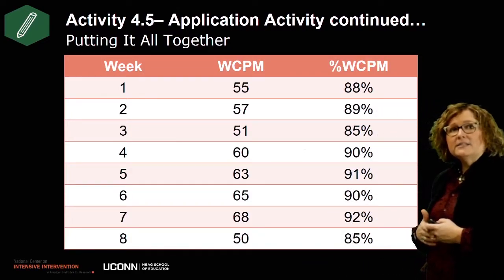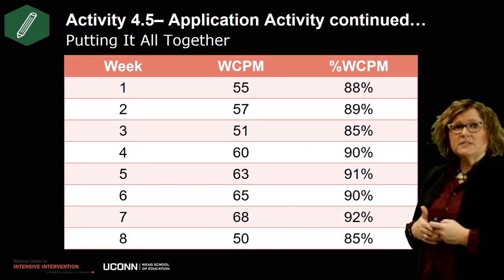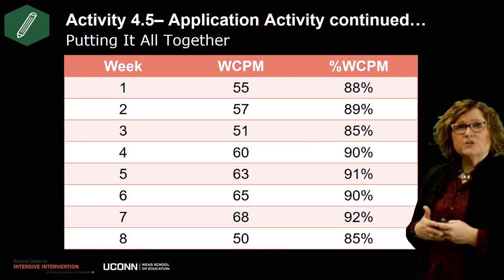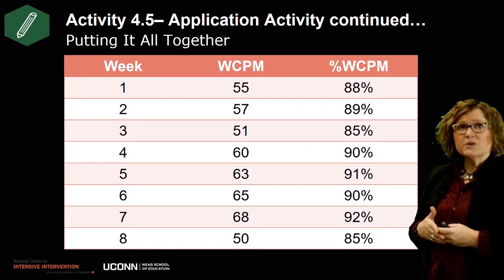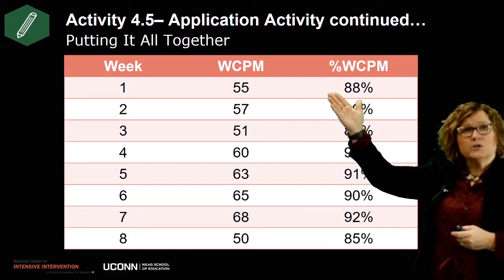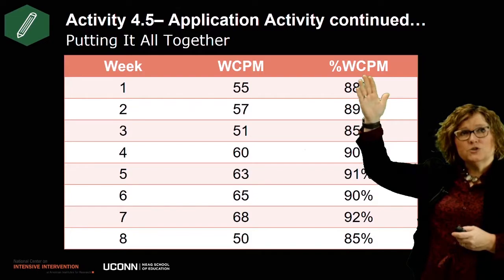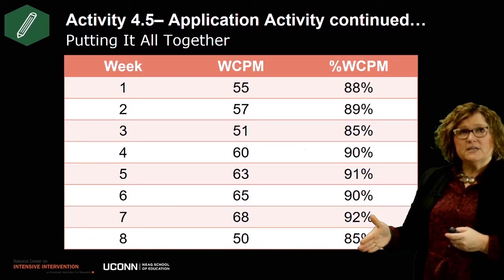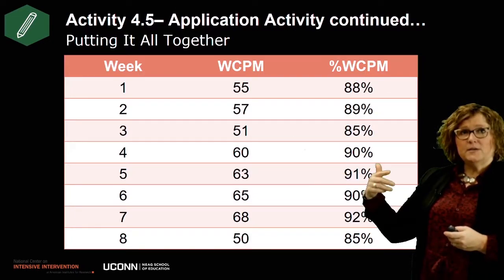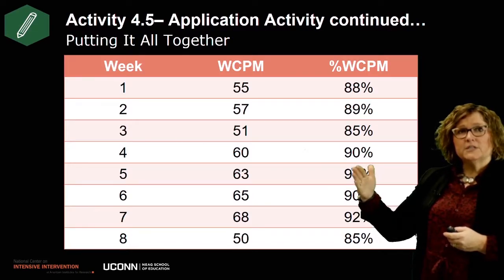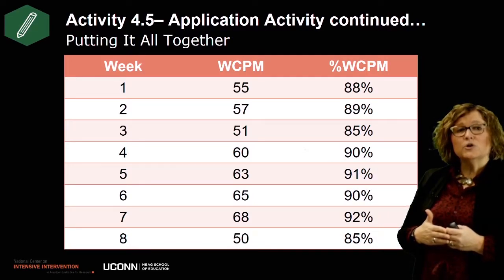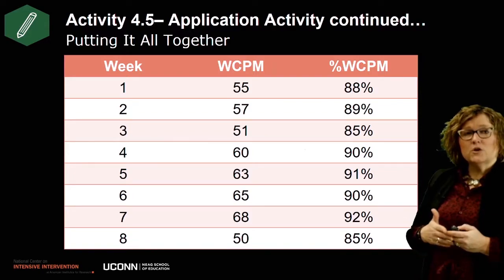So here's Celeste's data, okay, and this is the data that you're going to use to enter into your graph. You have her 8 weeks of data. You have her words correct per minute. You have her percent words correct per minute. That's her accuracy, okay? So you're going to have to keep going back and referring to this data table in your slides as we go forward.